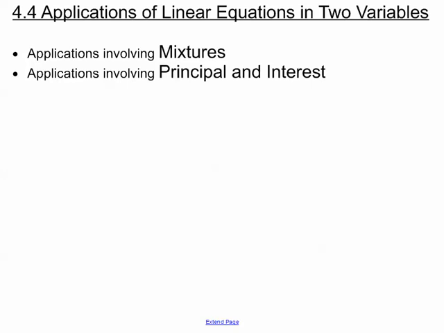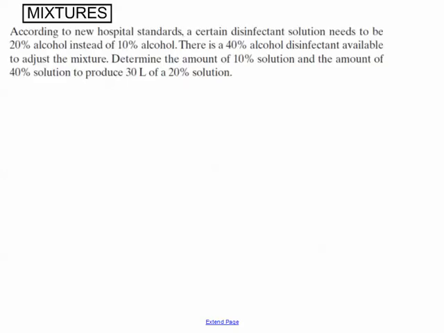So let's go through the first application, mixtures. We're going to talk about mixtures first. So here's a mixture problem. I'll read it to you just to make sure that we got it. According to new hospital standards, a certain disinfectant solution needs to be 20% alcohol instead of 10% alcohol. So we've already got a 10% alcohol solution. We need to make it 20%. There is a 40% alcohol disinfectant available to adjust the mixture, so we can add some of that 40% to the 10% that we already have to get that 20% that we need.